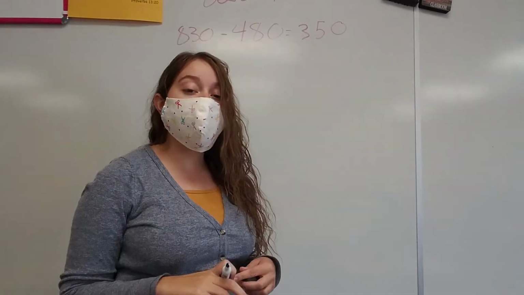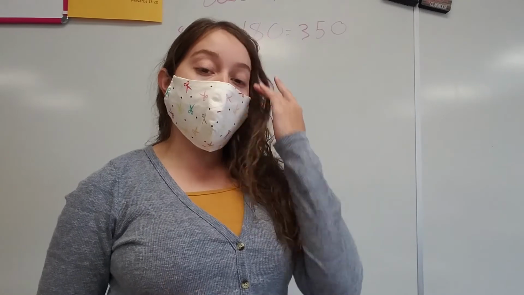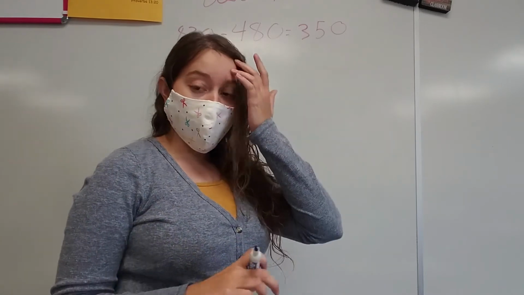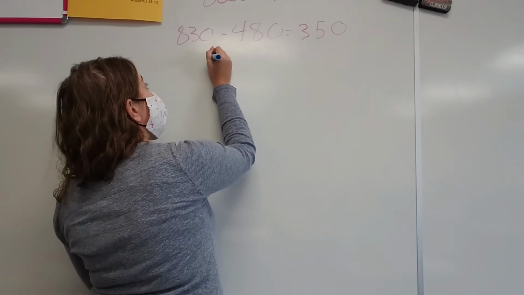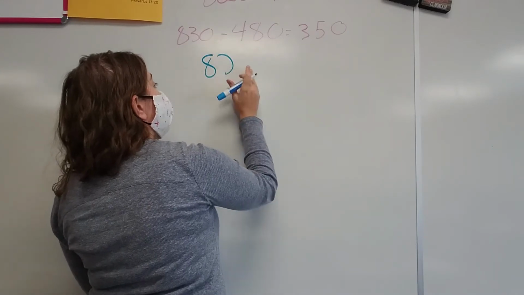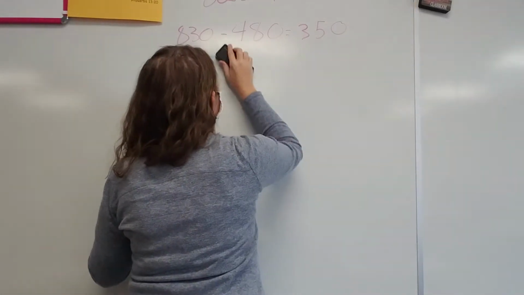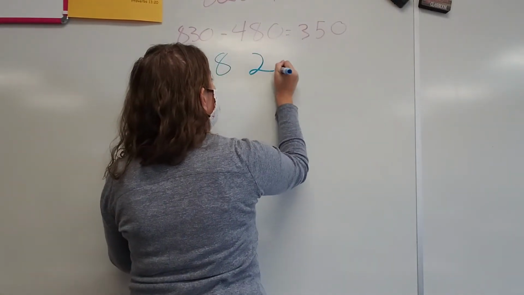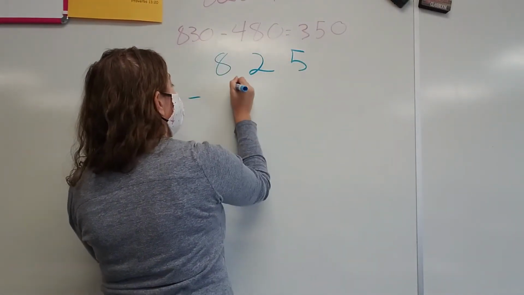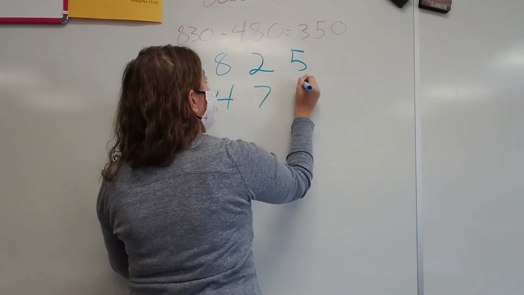Our next method is trade first. Okay? So when we trade first, it means we borrow before we do anything else. So let's write our number down. I'm going to write it in columns, okay? So we have 825. No. I just said I was going to write it in columns and I didn't do it. I'm leaving some space. 825 minus 478. Make sure you're writing this down.